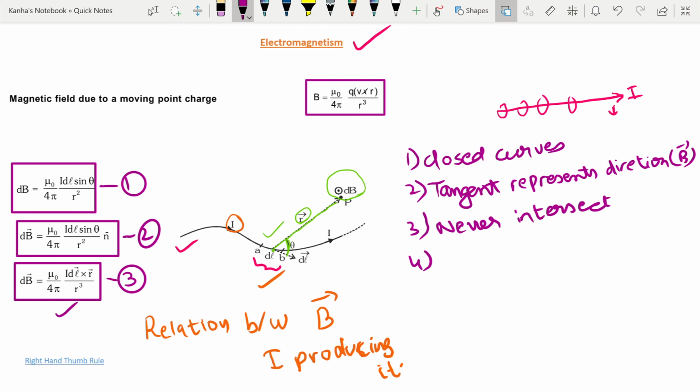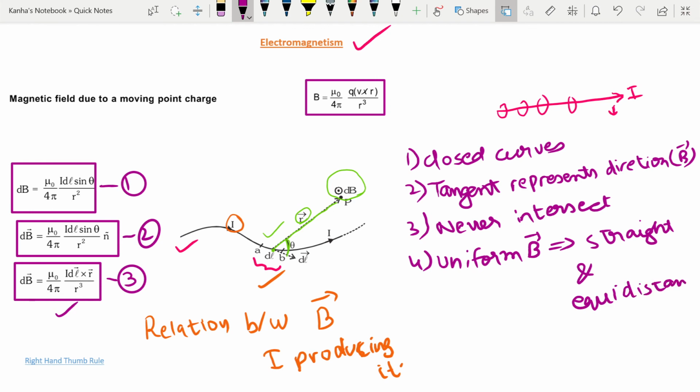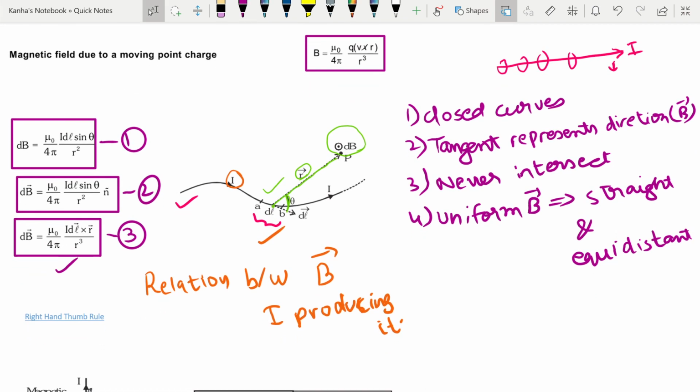And the fourth thing that you should remember is, in any region, if field lines are equidistant and straight, then the field is uniform, otherwise not. Okay. So uniform B implies straight and equidistant lines. Okay, this is very simple. For a uniform field, you will have straight lines that will be equidistant.